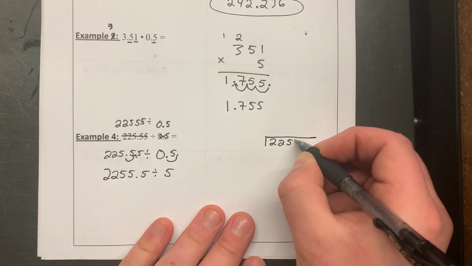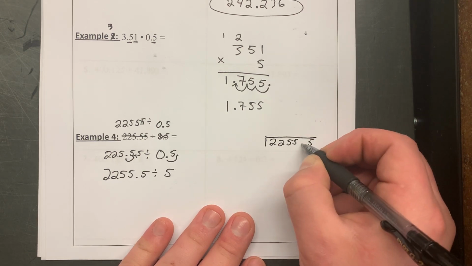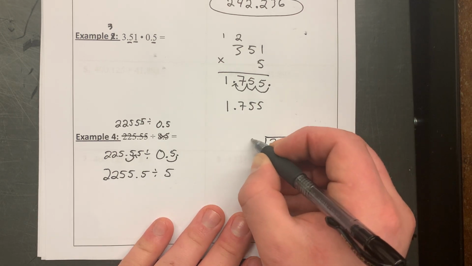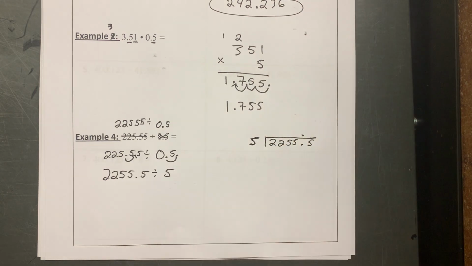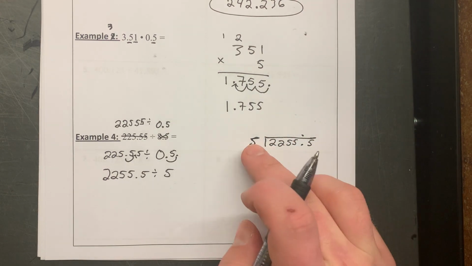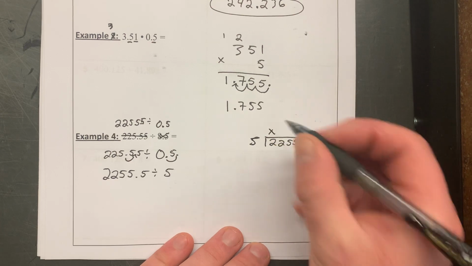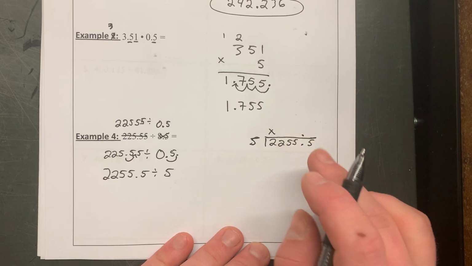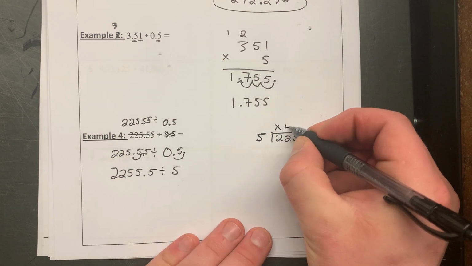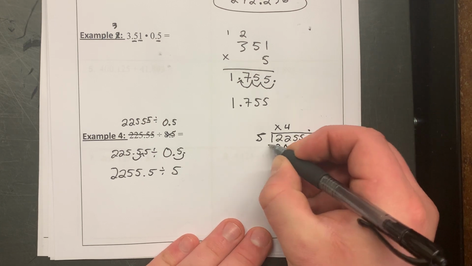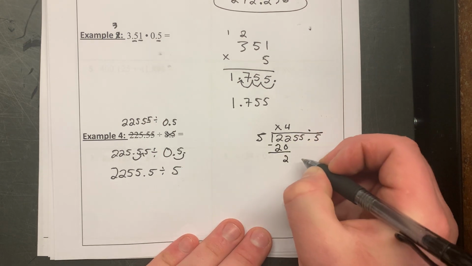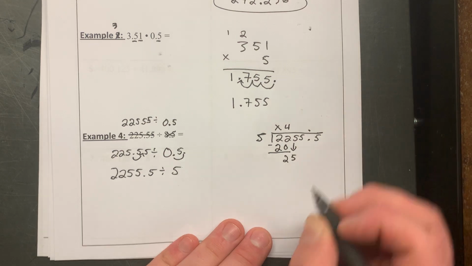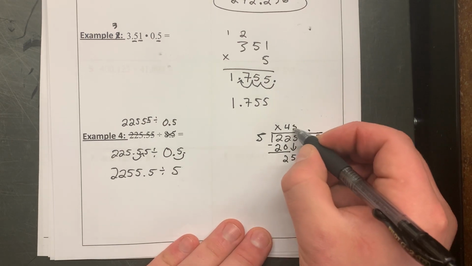That number goes into the house. I move my decimal point up. I divide by 5. 5 cannot go into 2, so I can't put an X there. 5 can go into 22, goes in there 4 times because 5 times 4 is 20. Take away my 20 there, gives me 2. Drop my 5 down. 5 can go into 25 5 times.